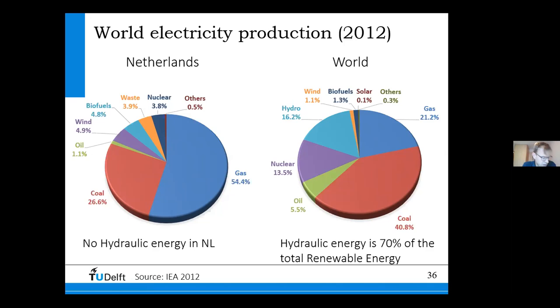Actually, the first power plants around the 1900s were all hydraulic power plants. And then the gas and the coal and everything came in. But it's really important. At the moment, I think hydraulic is the main contributor to renewable energy in the world. And the big advantage of hydraulic renewable energy is that you can control it because you have a storage. That's the disadvantage of wind and solar: you can't control the wind and the solar generation.